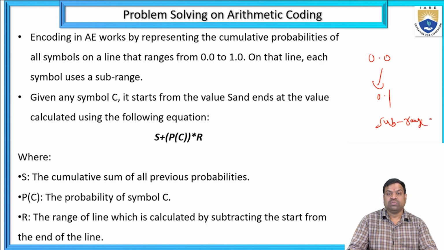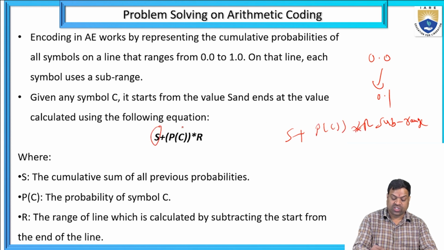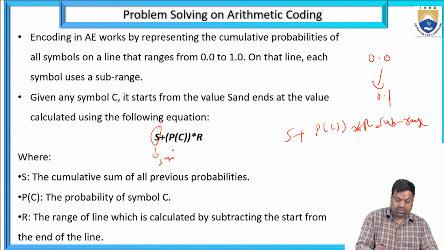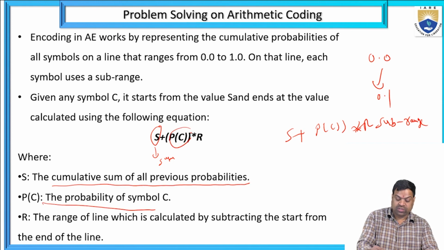Given any symbol C, it starts from a value and ends at a value calculated using the following equation: S plus P of C into R. Here, S is the cumulative sum of all previous probabilities, P of C is the probability of the symbol, and R is the range, calculated by subtracting the start from the end of the line.